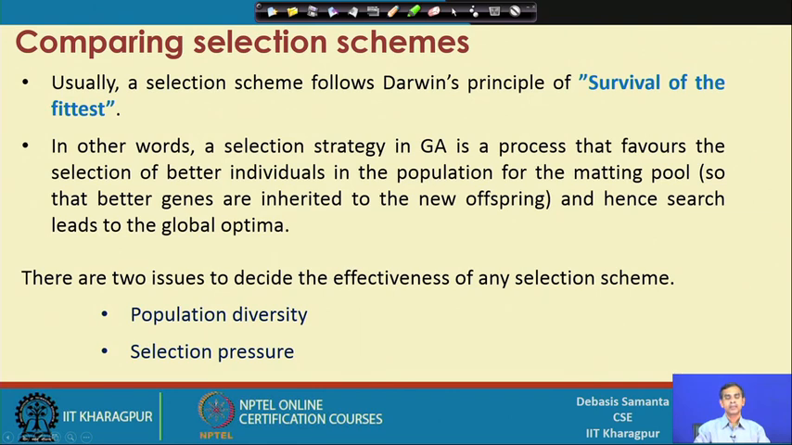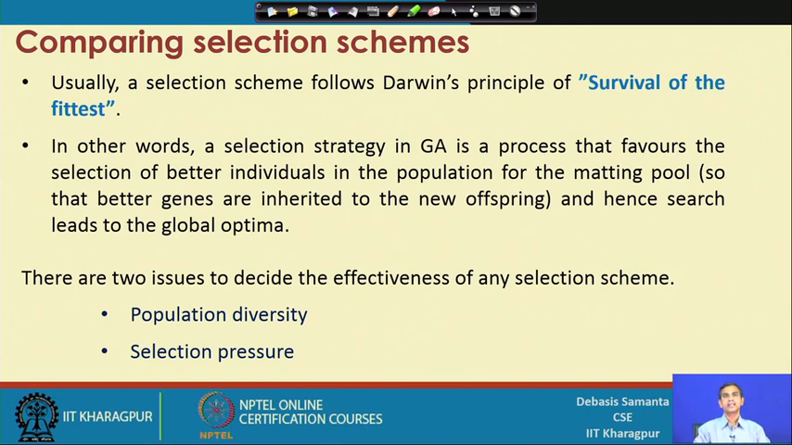Now, in short, we will compare the different selection schemes. The selection scheme follows Darwin's principle of survival of the fittest. That means the individuals which have the highest fitness value should survive better compared to the individuals with the worst fitness. This is why selection is followed, and whatever the selection strategy, it basically targets following Darwin's principle.